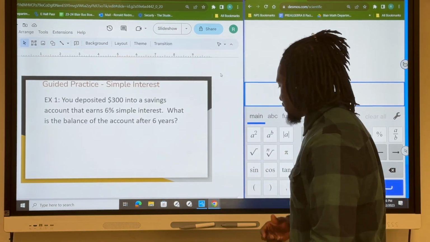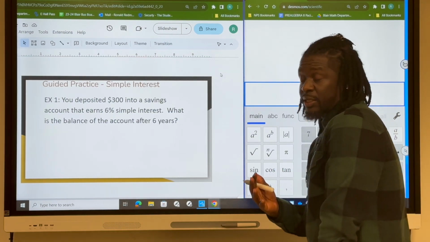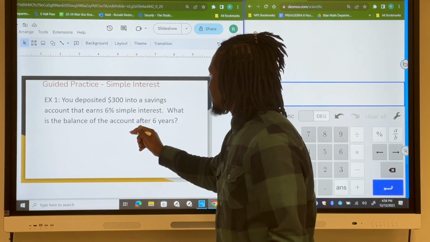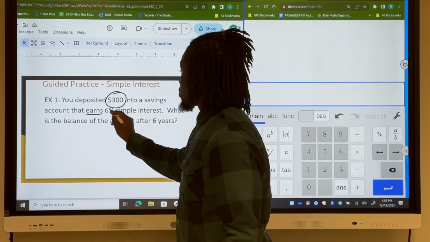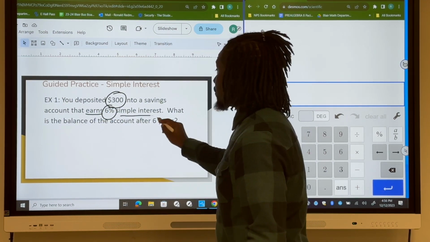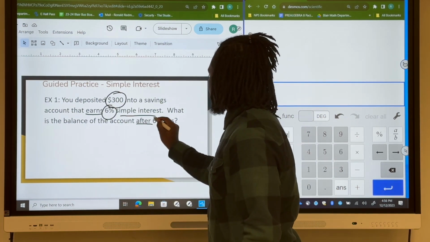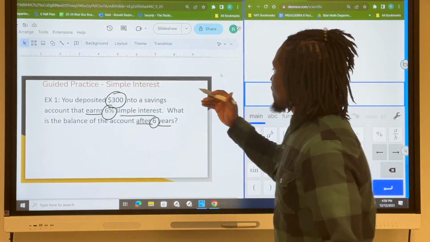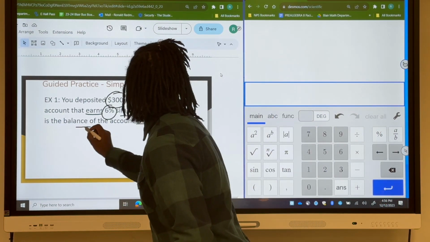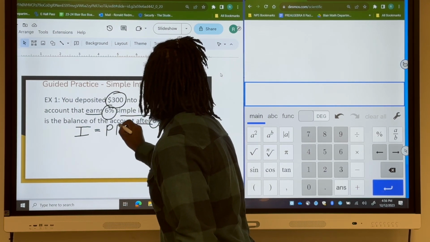Let's look at our first example. You have a savings account, and you are depositing $300 into the savings account, and it earns 6% simple interest. What is the balance of the account after 6 years? To calculate the simple interest, I am going to use my formula, I equals PRT.